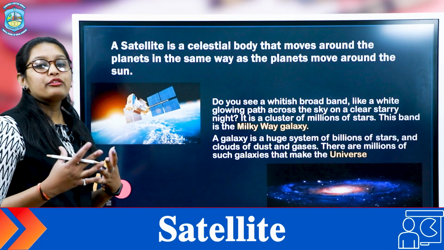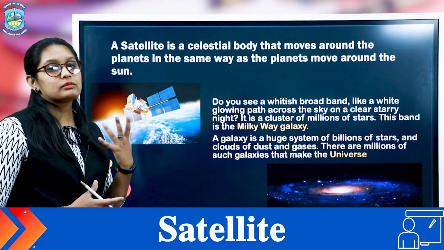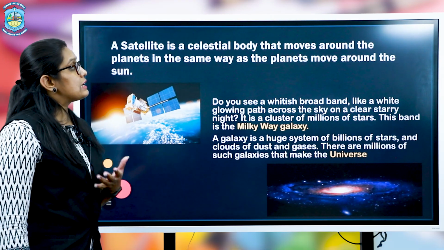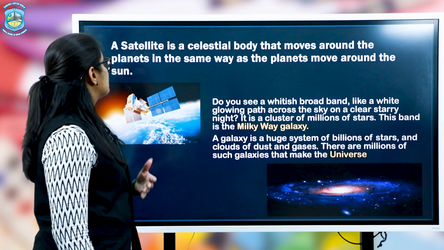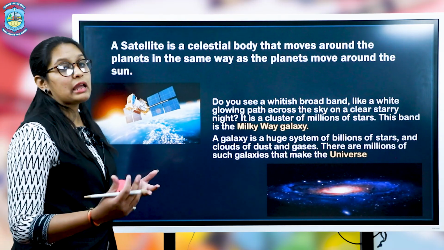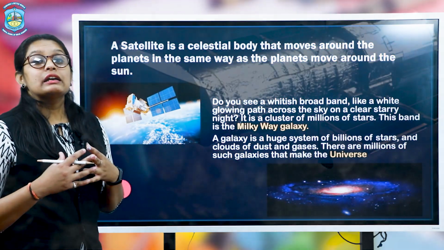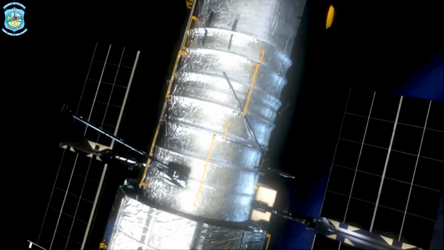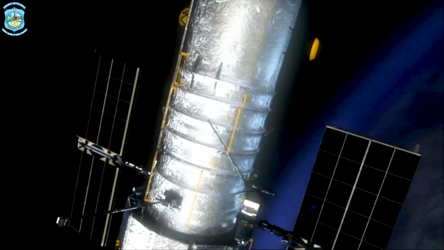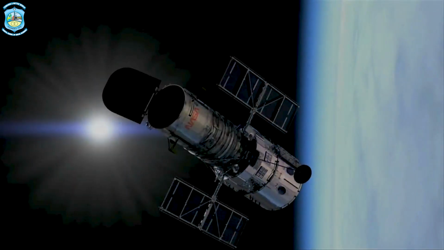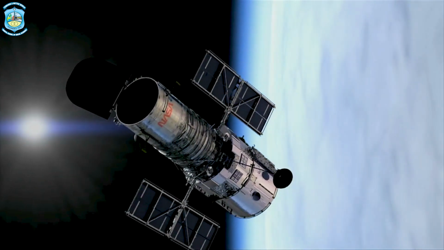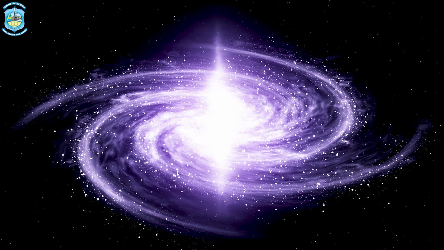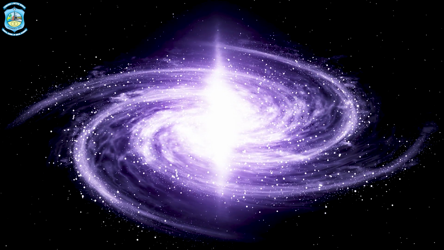Now, apart from the Moon and the Earth, there are also satellites. A satellite is a celestial body that moves around the planets in the same way as the planets move around the sun. There are some human-made satellites also, in orbit around the Earth, so that we can see what is going on in the solar system and the planets. That is why we get pictures through them.